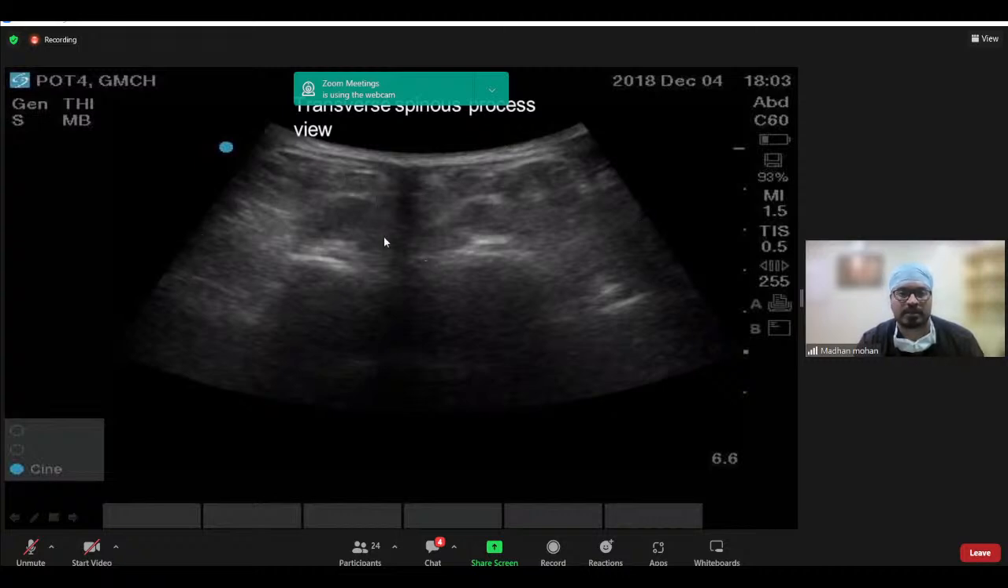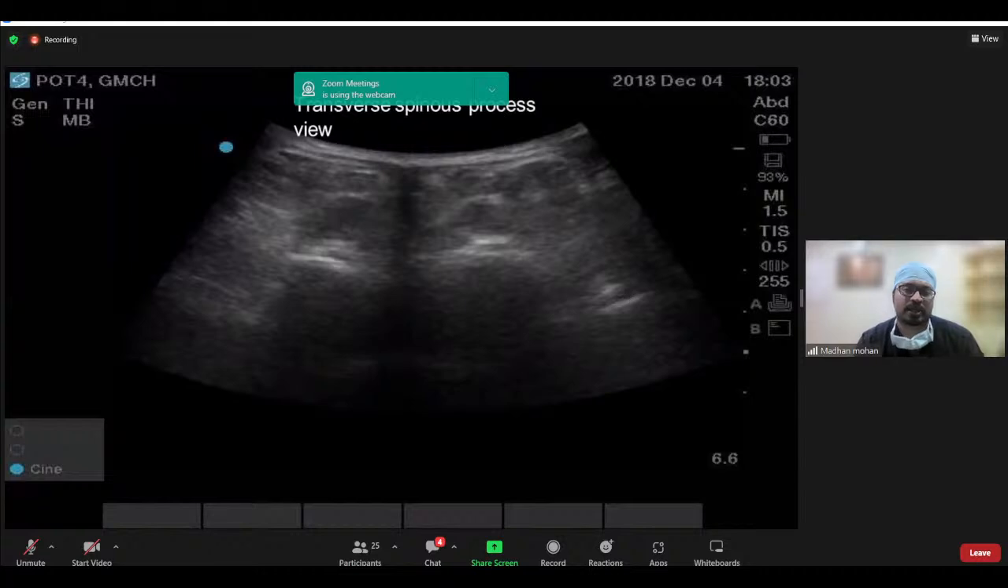And you can see the erector spinae muscle lying. This is the lumbar region. So the erector spinae muscle is lying. This view is mainly used for giving erector spinae plane block, where you just come over here and place your needle just above the transverse process and underneath the erector spinae muscle, and you can deposit the drug.